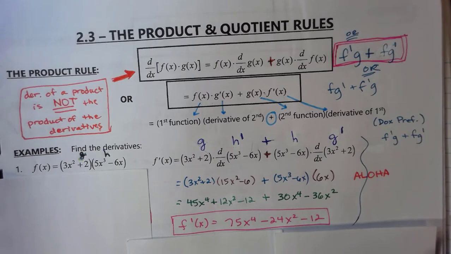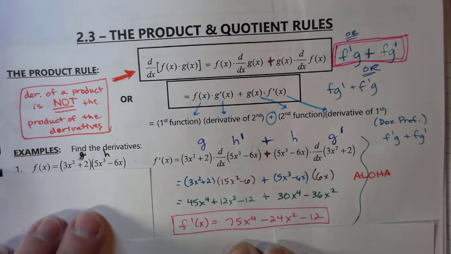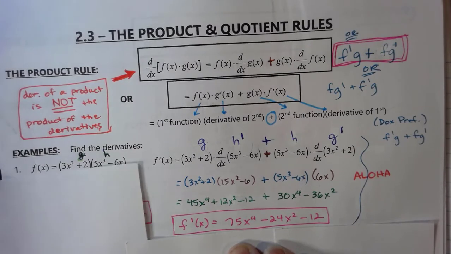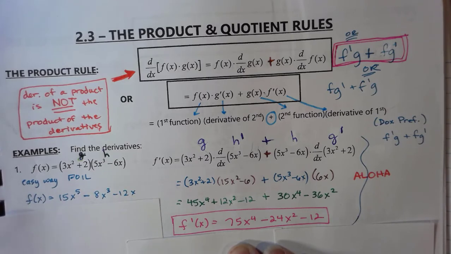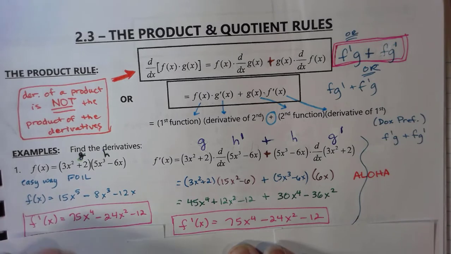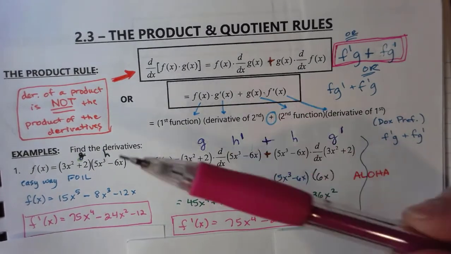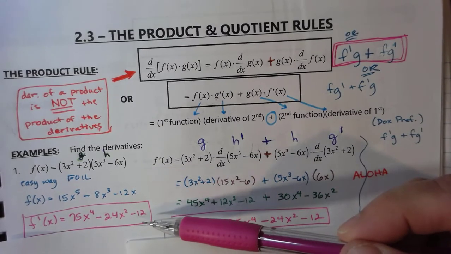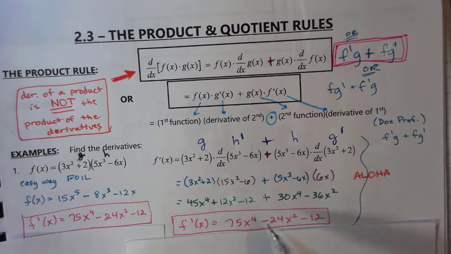Now, if I were going to be perfectly honest with you, this is not the easiest way to do this problem. There is an easy way. The easy way is simply to, first of all, FOIL function f, and then take the derivative term by term of each one of these terms. Now, which would I do? Of course, I would do it the easy way. But I wanted to illustrate how to use the product rule.